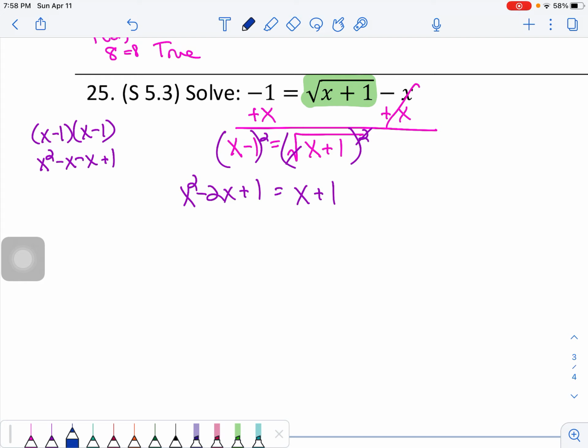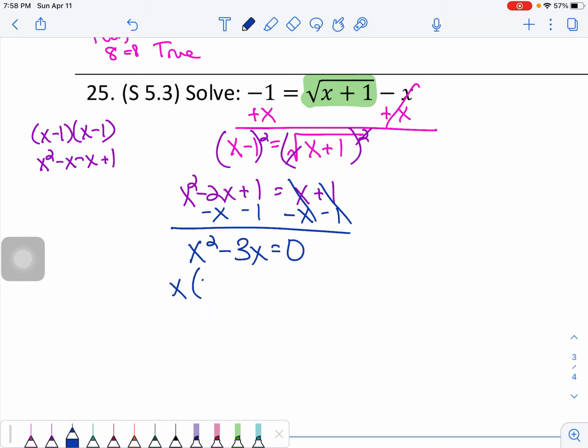I need to get one side of this equation equal to 0. So I'm going to subtract x and subtract 1. So those are going to cancel out. I'm going to get x squared minus 3x. Now the plus 1 and minus 1 are going to cancel, so they're gone. This is equal to 0. I'm going to factor this looking for a GCF. So x is my GCF. X minus 3 is what's left.